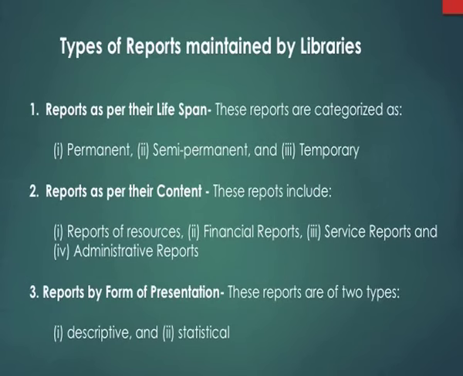Now, let us see reports as per their content. These reports include number 1, reports of resources, number 2, financial reports, number 3, service reports, and number 4, administrative reports. Reports of resources pertain to books and non-book material such as audiobooks, audiovisual works, brochures, computer software, dissertations, globes, maps, microfilms, photos, postcards, posters, serials, slides and stamps, etc.